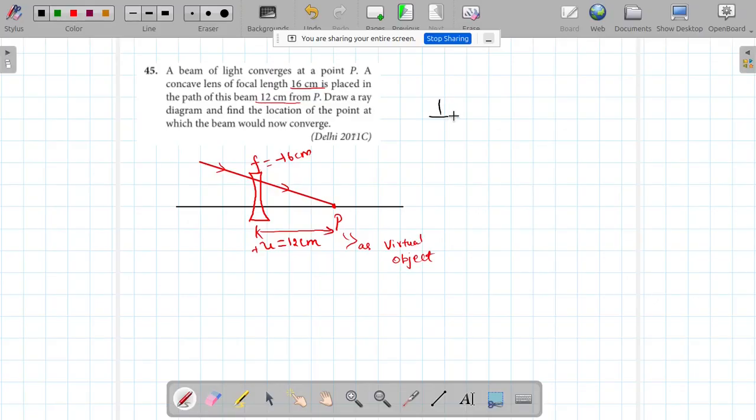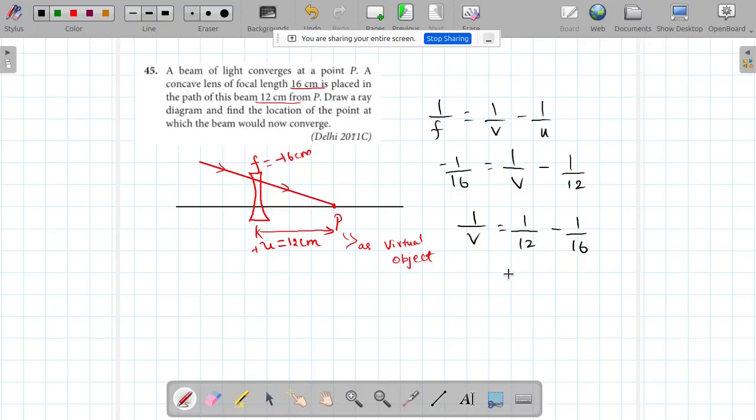Now I'll go for the lens formula. 1 by f equals 1 by v minus 1 by u. Now insert the values. It is minus 1 by 16 equals 1 by v minus 1 by 12 centimeter. Now you solve the equation for 1 by v. 1 by v equals minus 1 by 16 plus 1 by 12. Now have the calculation.